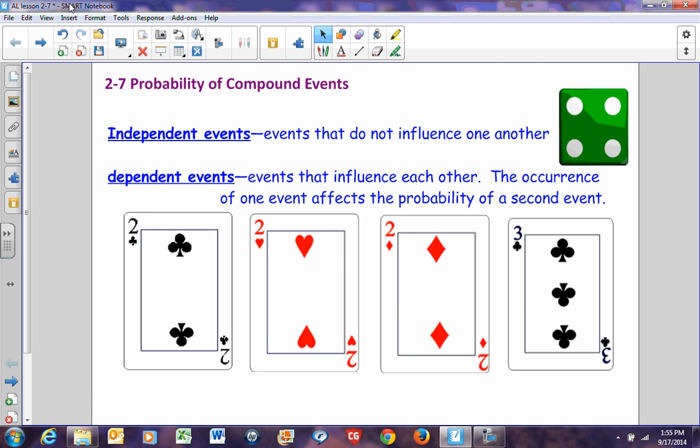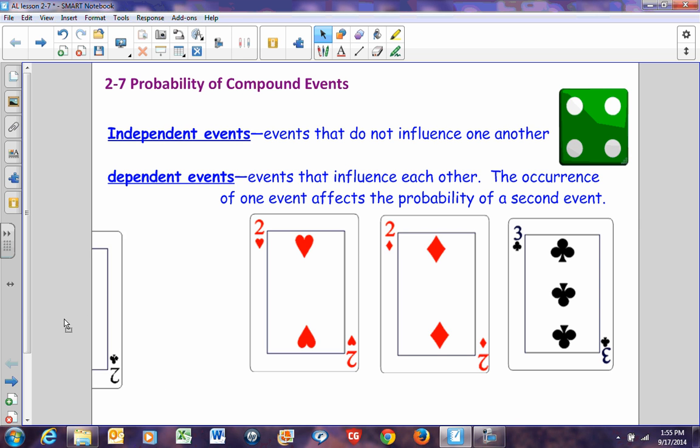A dependent event is an event that influences each other. The occurrence of one event affects the probability of the second event. For example, let's say I have these following cards on the table here. A 2 of clubs, a 2 of hearts, a 2 of diamonds, and a 3 of clubs. If I was to take one of these cards away and not replace it, the probability of pulling a 2 the second time will be affected by the fact that the 2 is not back in the deck.